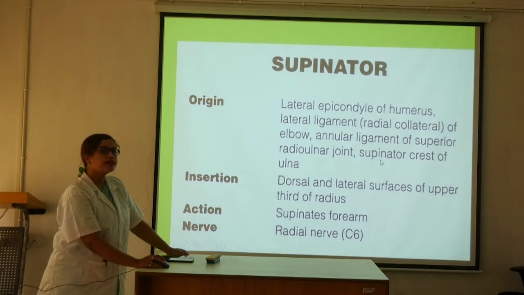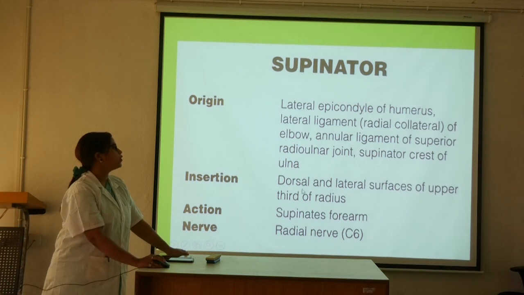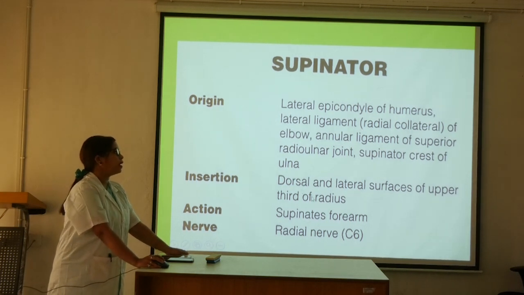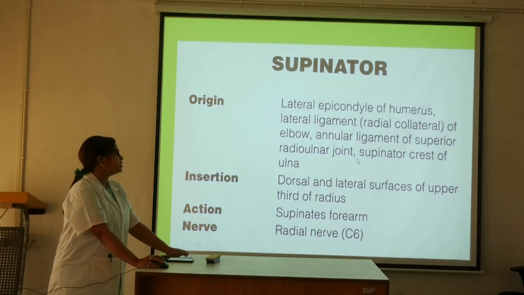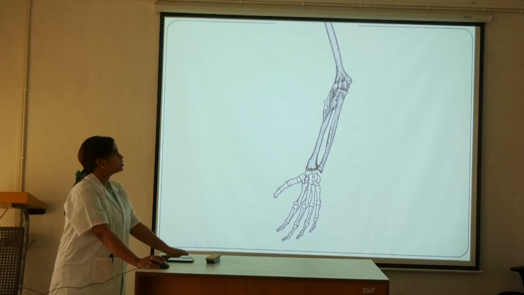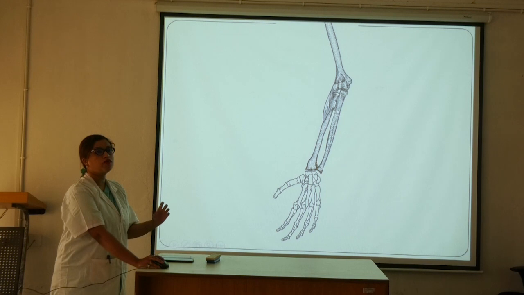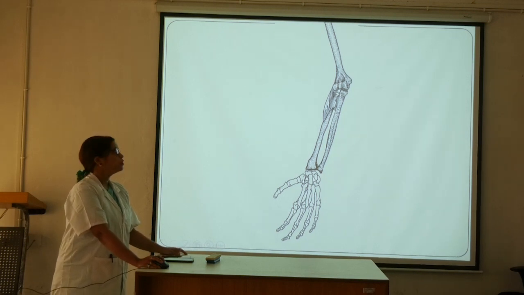Where is the supinator crest located? On the ulna. But where is the supinator fossa located? On the radius. Okay, and the insertion is where? The dorsal and lateral surface of the upper third of radius. Okay, and what is the action? It supinates the forearm. So this is the supinator. Always remember the head of the radius will be covered by supinator.